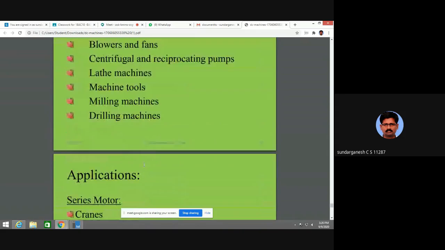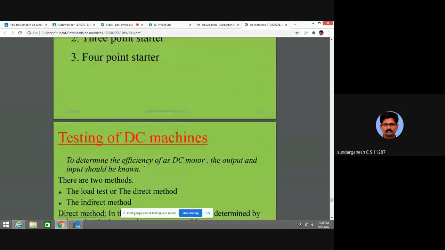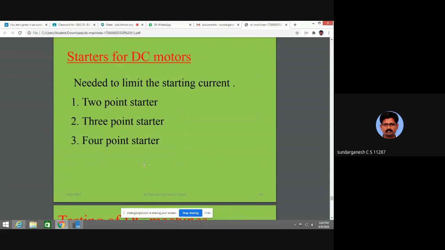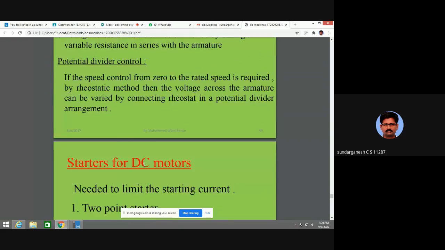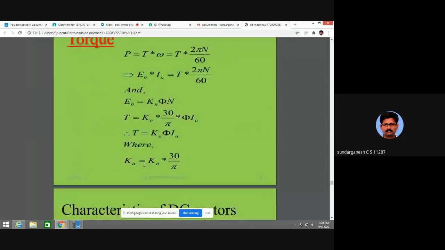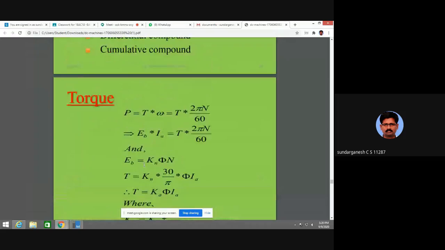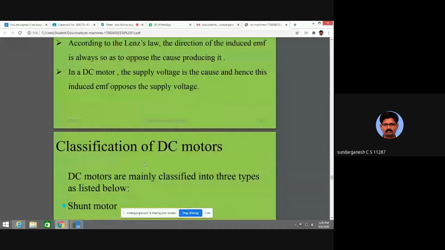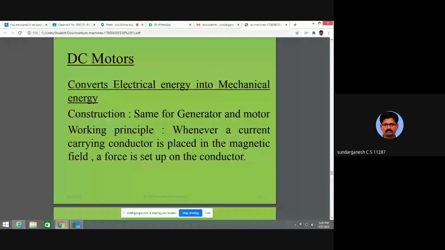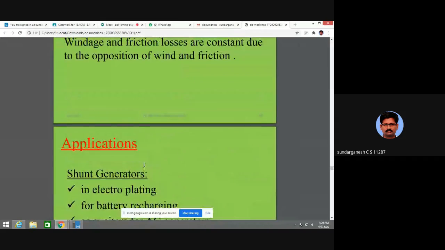So we have seen the applications. Testing has two methods, direct and indirect methods. In the next class we will see what the 2-point starter and 3-point starter are, and what the different speed controls in DC motors are. So what are the categories? And we will see some problems also. For the next class we see some theory part and then go on to solve problems in motors.